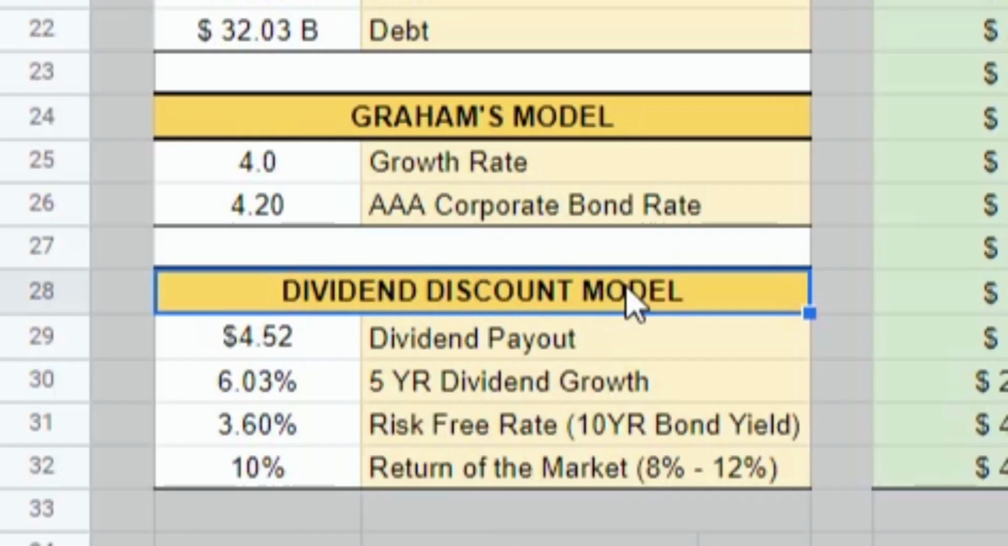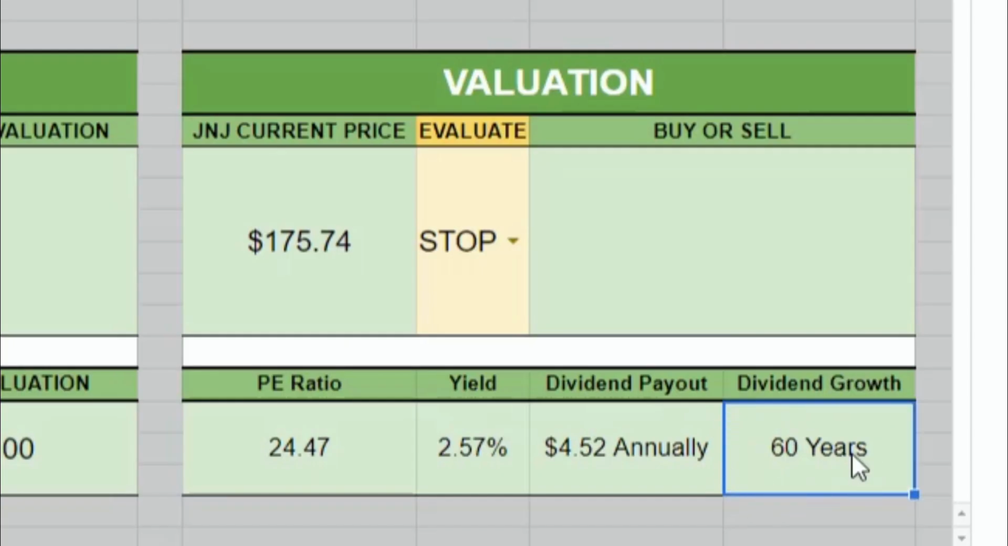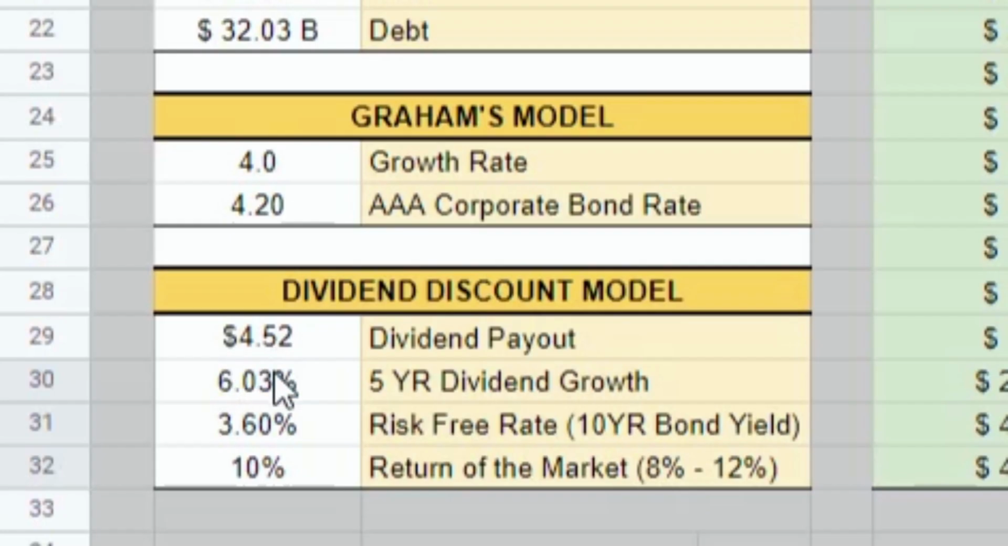Now, the dividend discount model is going to be our largest valuation, only because J&J has been paying a dividend for close to 60 years, and they've been paying a very good dividend. The dividend payout is $4.52, and the 5-year dividend growth rate is around 6.03%. Where do we find that?